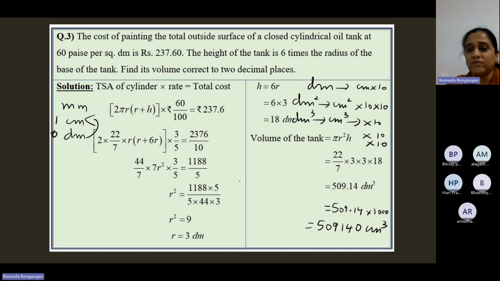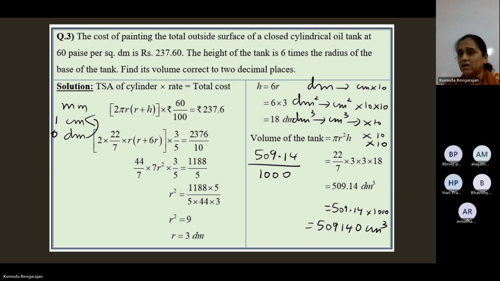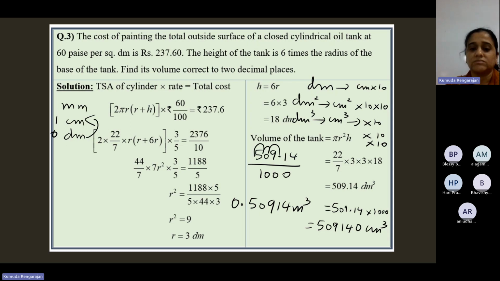If you have to convert it to a meter cube, then it will be 509.14 divided by 1000, because decimeter to meter, you're coming down. So divide. And the number is 10 only. But it's decimeter cube to meter cube, so 3 times you should do it: 10, 10, 10. So 1000. Divide by 1000, and that will be 0.50914 meter cube. So remember this while converting.